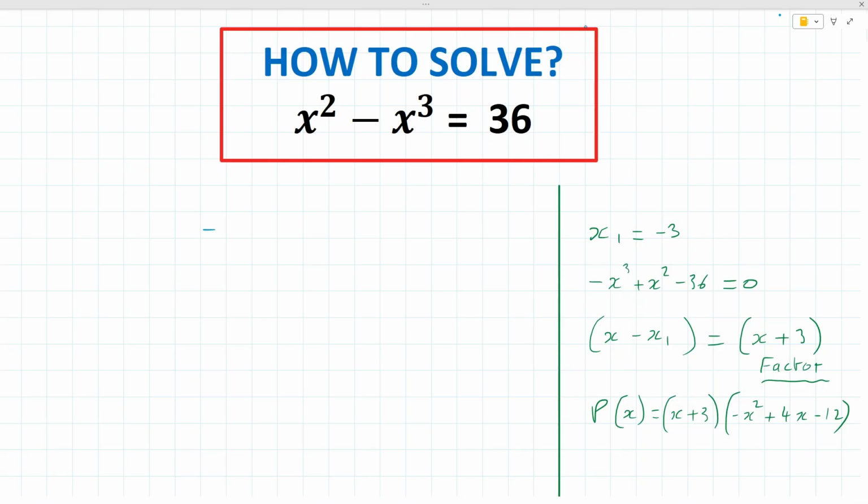Okay, so if we try and solve negative x squared plus 4x minus 12 equals 0, that's a bit awkward because there's a negative in front of the x squared. So if we shift everything to the other side, we could say it's the same thing as solving x squared minus 4x plus 12 equals 0.